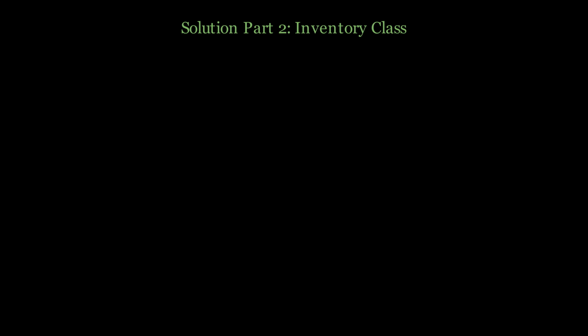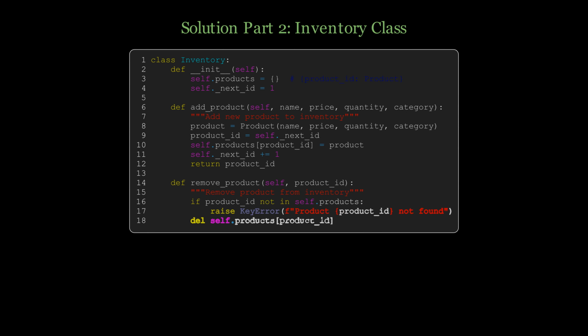Now let's implement the inventory class with comprehensive product management features. Inventory uses a dictionary to store products with unique IDs for fast lookup. add_product creates a product instance, assigns an auto-incremented ID, and stores it. remove_product validates the ID exists before deletion, raising a clear error if not found. This provides robust product management.